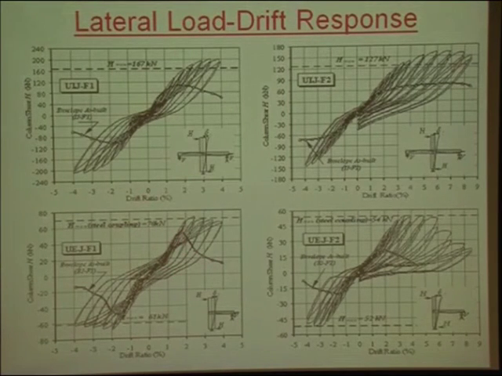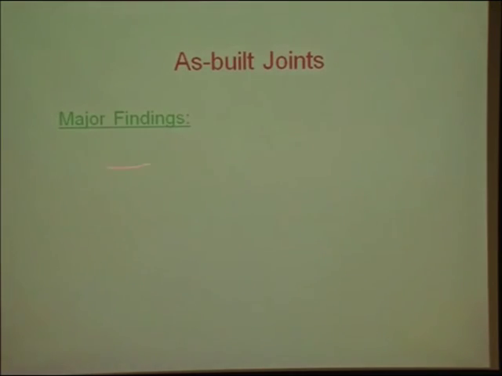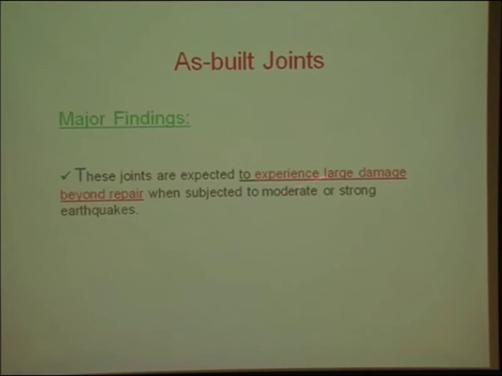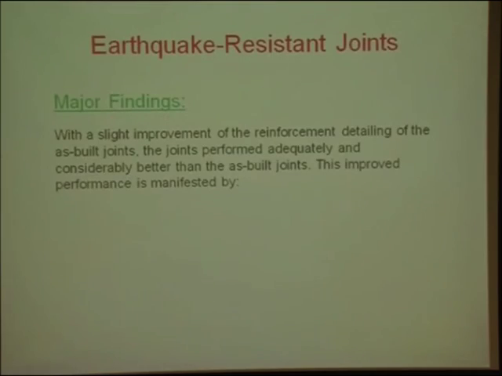So if we look at the load capacity of these, we can see that the as-built joints, this is how much load they can take, while the earthquake-resistant joints can take significantly higher load, and they are much more stable, and they can survive earthquakes. As-built joint major findings: they are expected to experience large damage beyond repair. They cannot be considered as part of the earthquake load resisting system, and therefore we should do something about them.